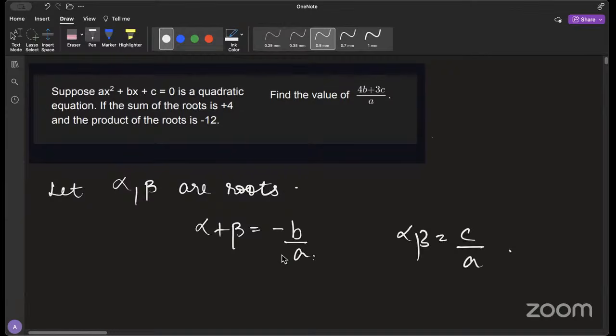b becomes minus 4a. So we can put b as minus 4a. Similarly, c by a is nothing but minus 12, so c becomes minus 12a. So we can put a is 1, and put that b and c value in the equation, and we get the final answer as 52, which is the right answer.